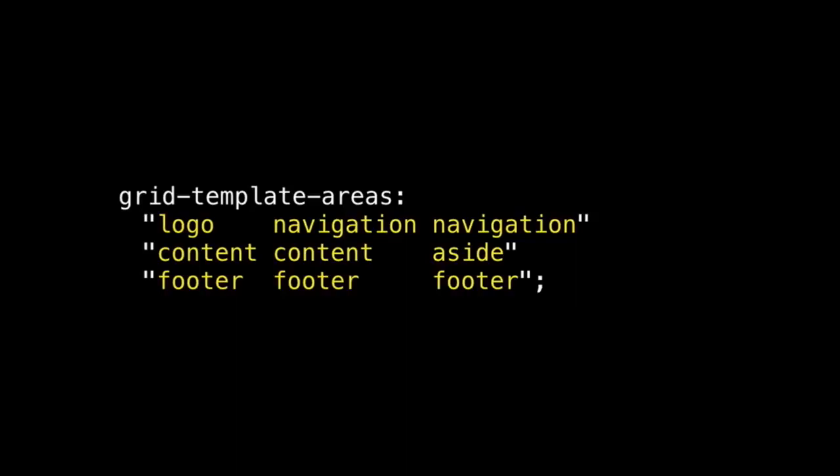So basically this says that I've got a logo on the left, then I've got a navigation that spans 2 columns, then I've got content that spans 2 columns in the second row. I've got an aside which spans 1 column in the second row, and then a footer which spans the whole of the third row. And when I want to place something into an area, I just say grid area logo, and it goes there. And that's that.